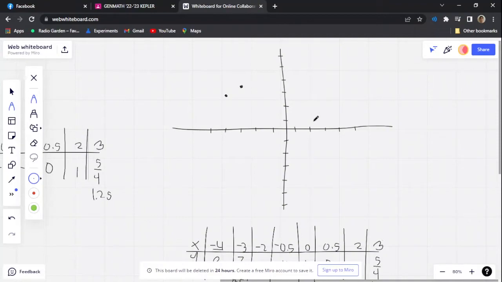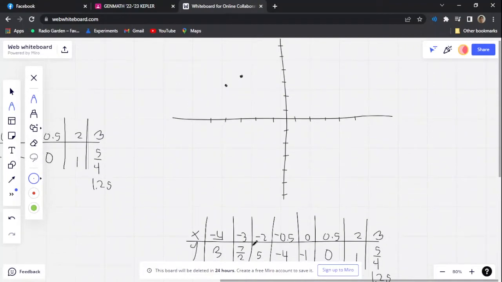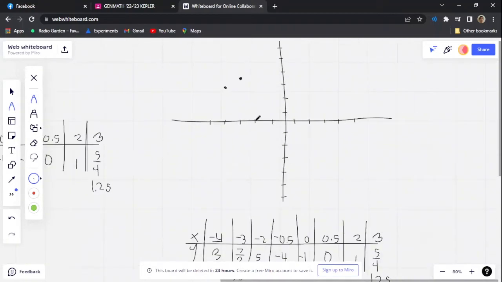Rough sketch, rough sketch. Next is negative 2 and 5. So, negative 2 here, and then 5: 1, 2, 3, 4, and 5. So, here, you would have a point here.